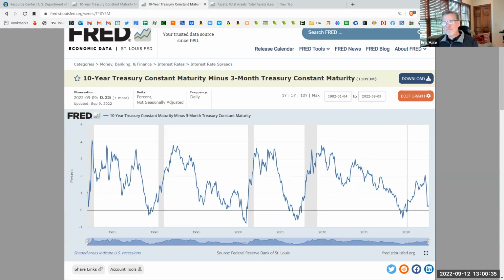And so there's this question: is that a leading indicator? Is it correlated, or is it the cause? Which is causing which? Is it the economy that's causing the yield curve to invert, or is the yield curve inverting causing the problem in the market? I think the answer is a little bit of both.